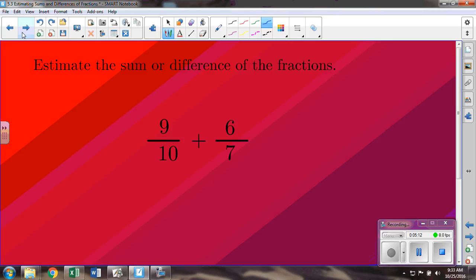9 over 10. What do you think? What fraction? Okay. 6 over 7. So 1 plus 1. We got our answer of 2.